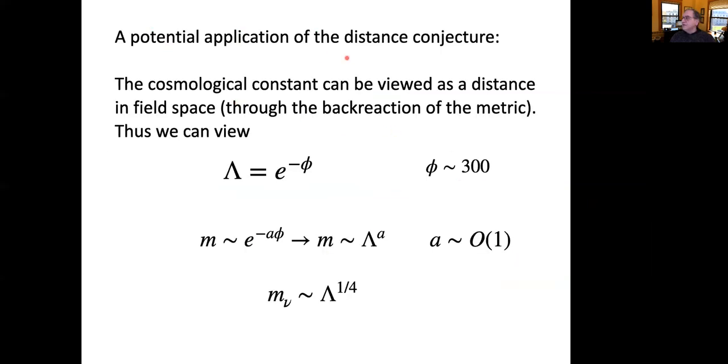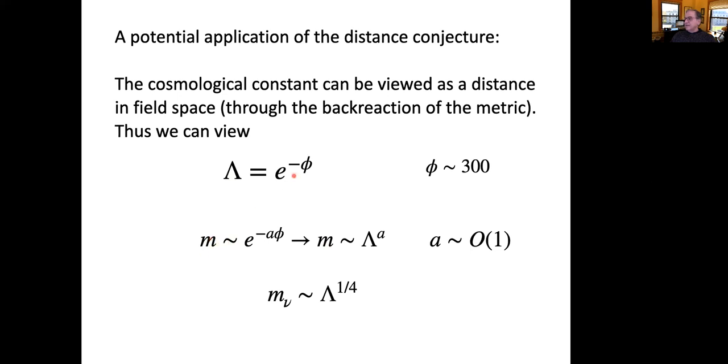A potential application of the distance conjecture is that the cosmological constant itself should be viewed as the expectation value of a field. In fact, in string theory, we don't have any fundamental constants. Every constant in your action should actually be viewed better as an expectation value of some field. If you properly normalize, for example, the cosmological constant in our universe, it turns out the correct normalized field is the exponential of a scalar field phi. So if we say the cosmological constant is about 10 to the minus 120 in Planck units, that means phi is around 300. So 300 is quite big in Planck units.